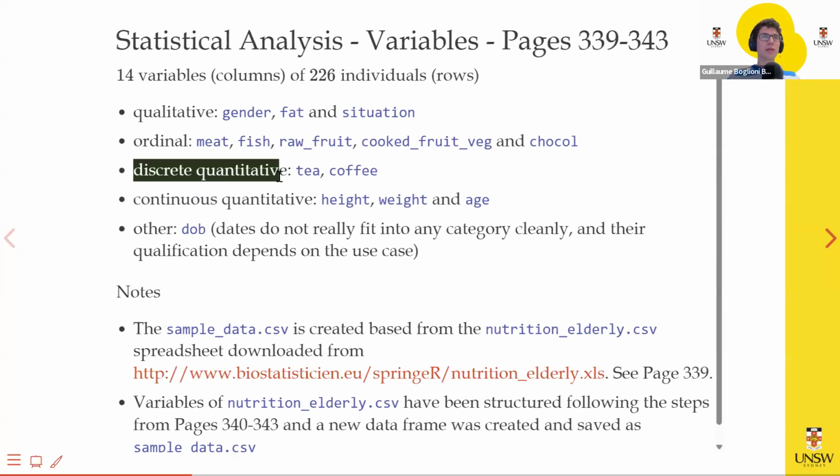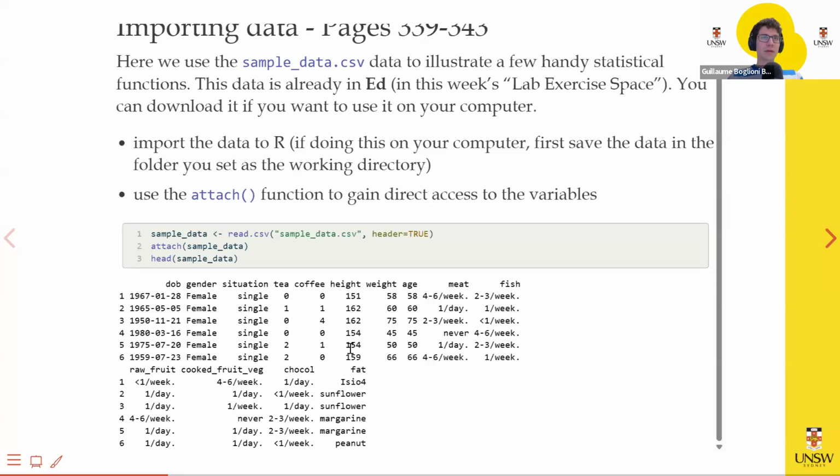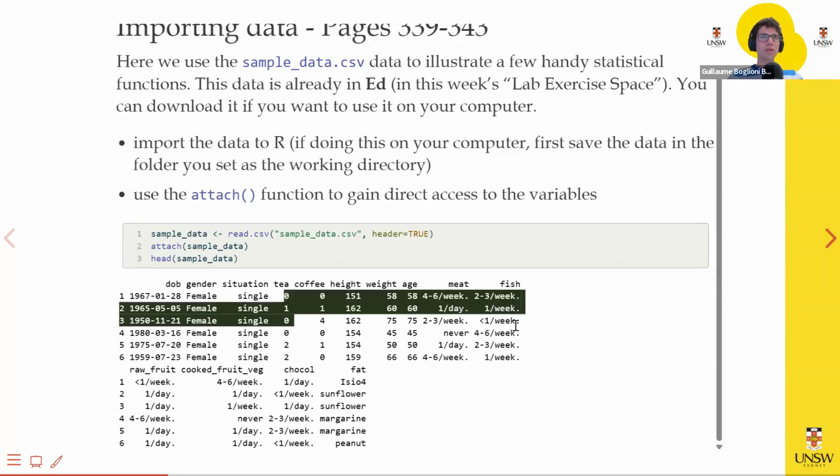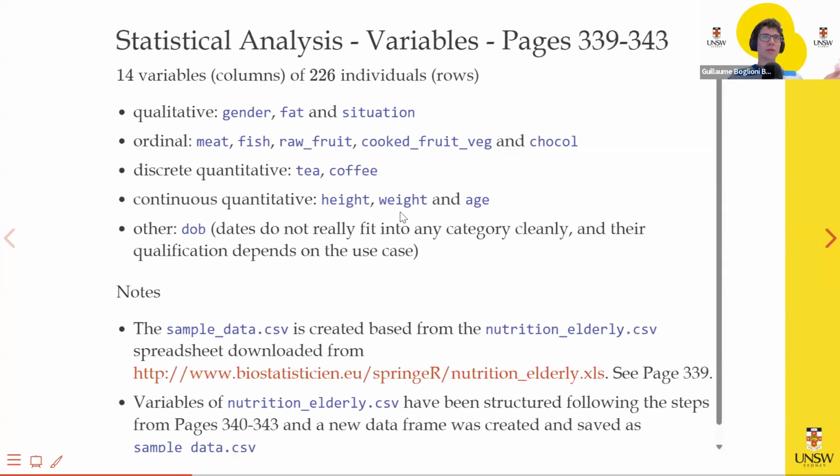Then you have discrete quantitative, so values that take specific 0, 1, 2, 3 values. But then you also have continuous quantitative, height, weight. Those variables live on a continuous spectrum.